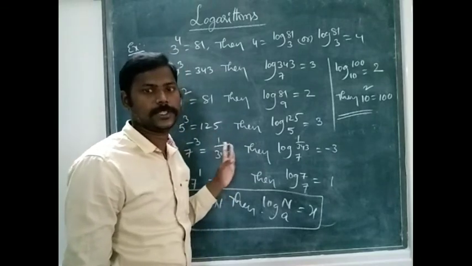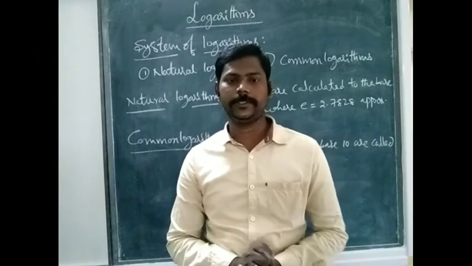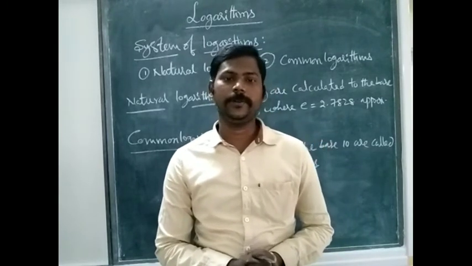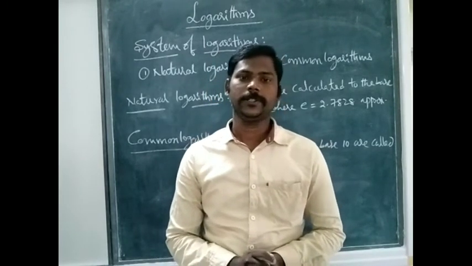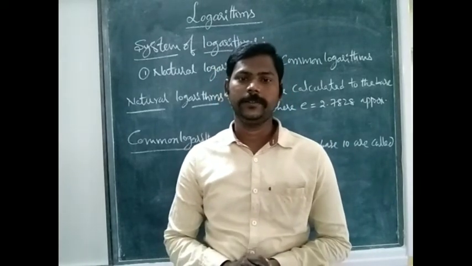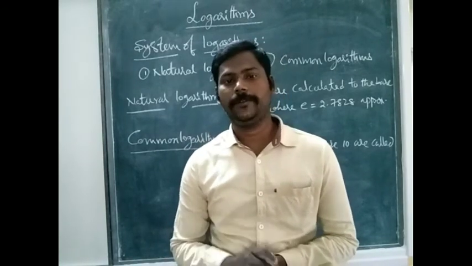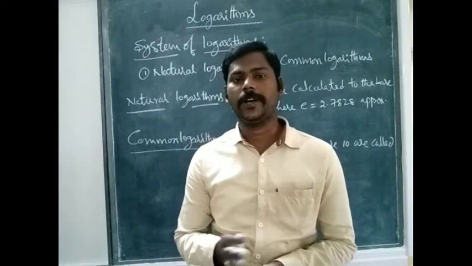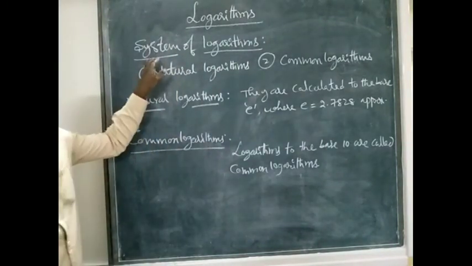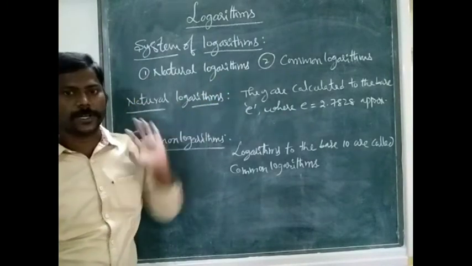Please observe it. Okay, children? Now we learn about the system of logarithms. So look at the board, children. Generally we have two types of systems of logarithms. So what are those? Those are nothing but common logarithms and natural logarithms. So what is the mathematical definition of natural logarithms and common logarithms? Look at the board.